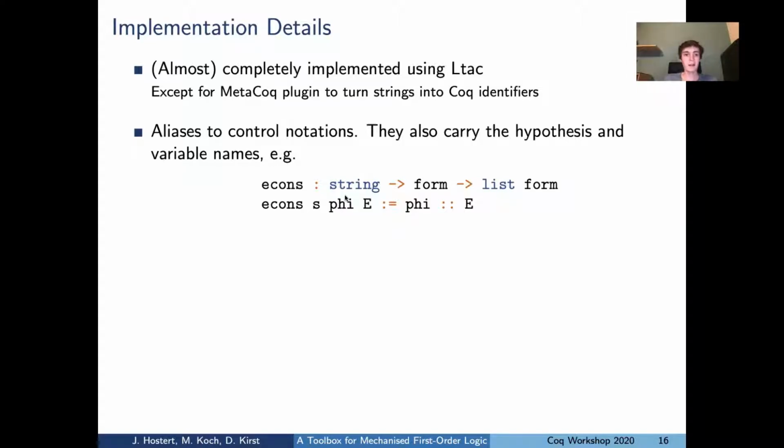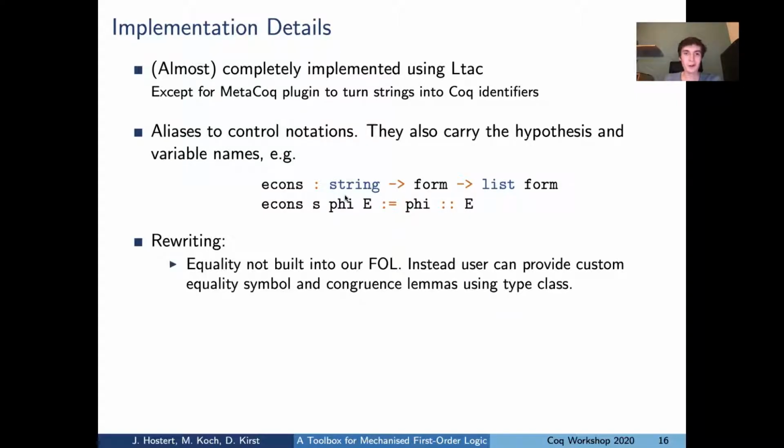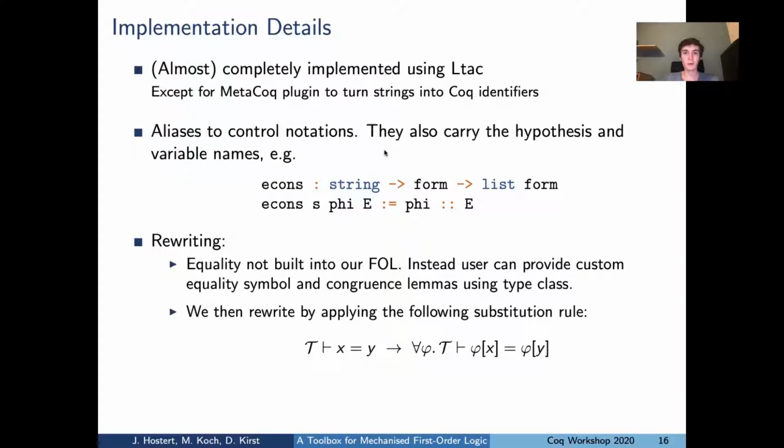Among all of the high-level tactics we implemented, rewriting is probably the most involved one, because like Johannes mentioned before, equality is not built into our first-order logic in our setting, and instead the user can simply choose their own equality symbol from the signature, and then needs to prove certain congruence lemmas about it. And then the actual rewriting is done using the following rule. So you can see we rewrite by applying a substitution, which requires carefully setting up and transforming this formula such that the substitution ends up with the correct rewritten formula we wanted.